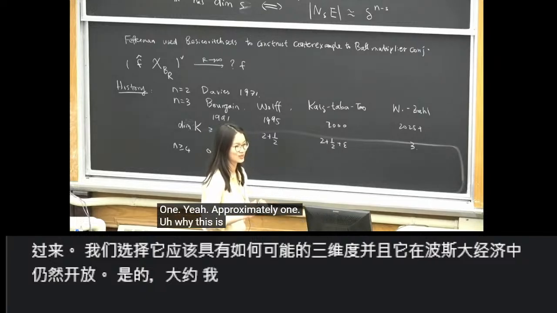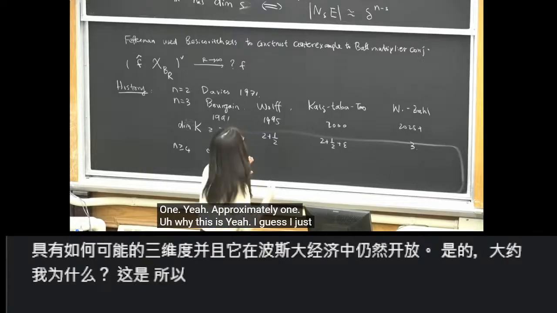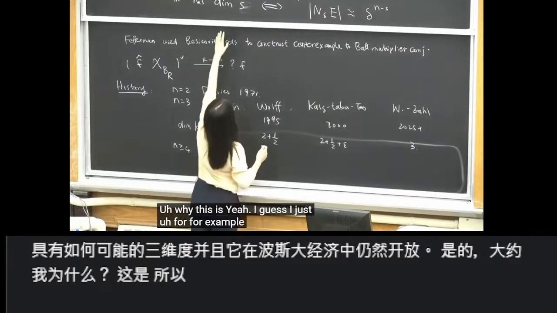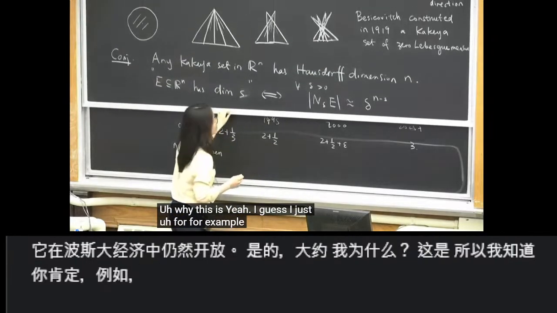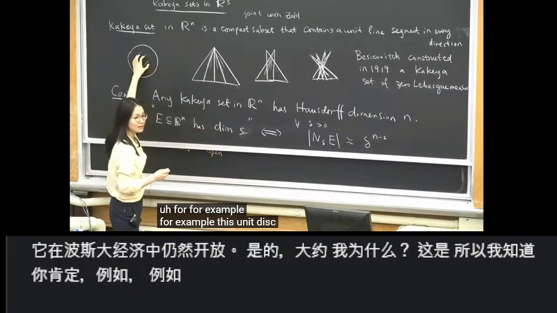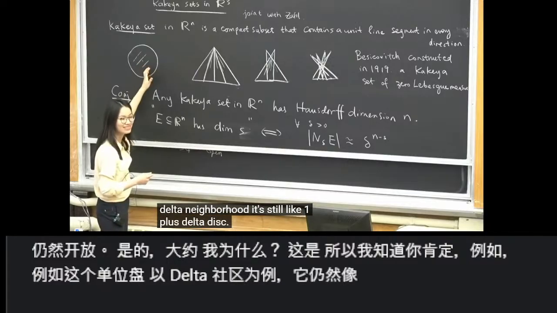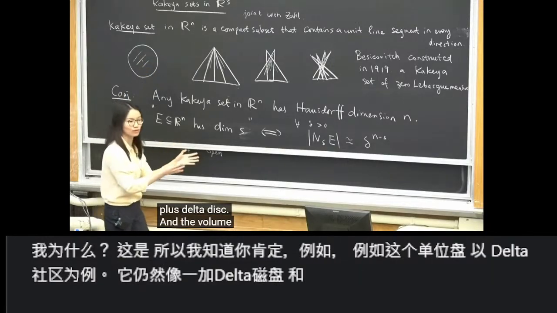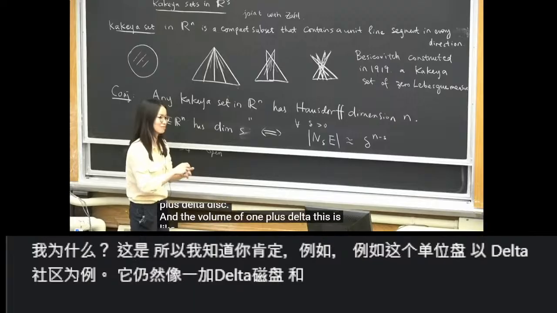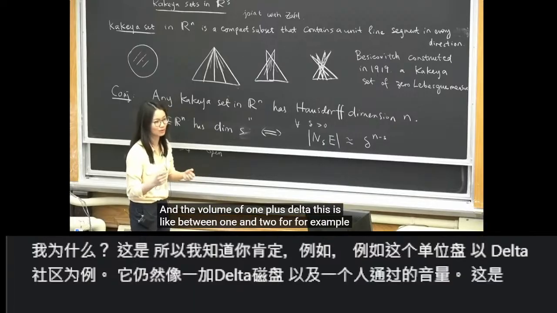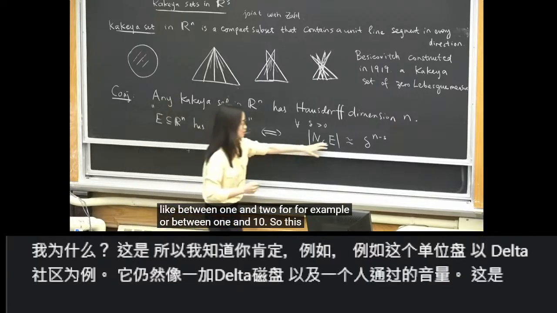Why is this true? I guess I'm just not very sure. For example, take this unit disk and take a delta neighborhood; it's still like a 1 plus delta disk. And the volume of a 1 plus delta disk is between 1 and 2, for example, or between 1 and 10. So this is what I mean.